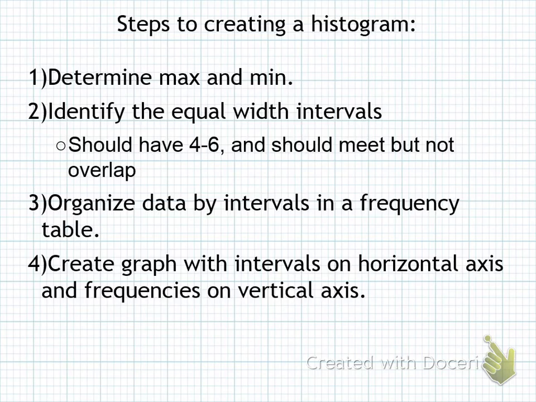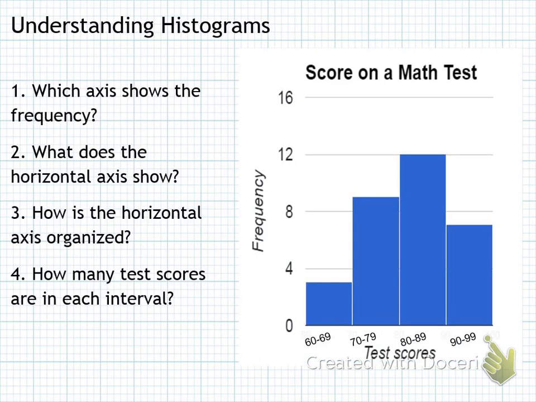They should meet but not overlap, so you're going from one all the way up until the next interval starts, and then you start the next one right there and move on. Just like in this picture here, they meet right there, but they don't overlap. So I don't double count 70 in both of those.